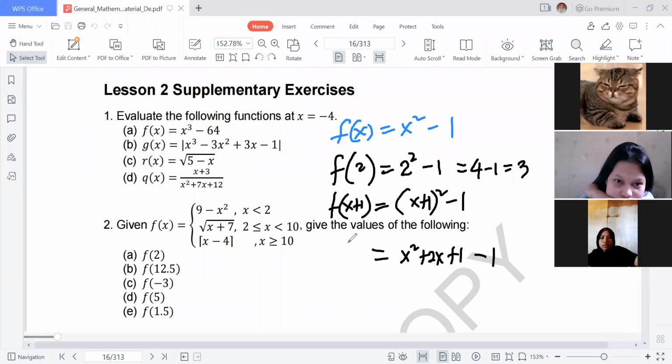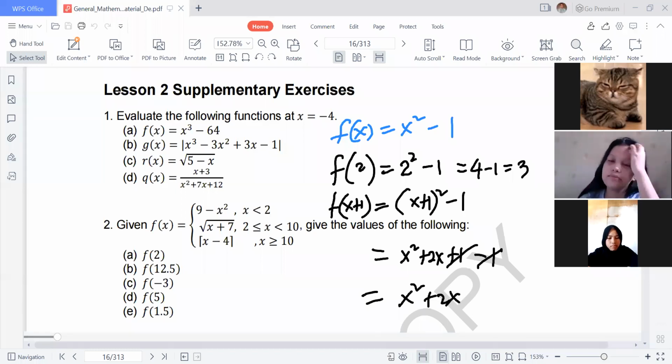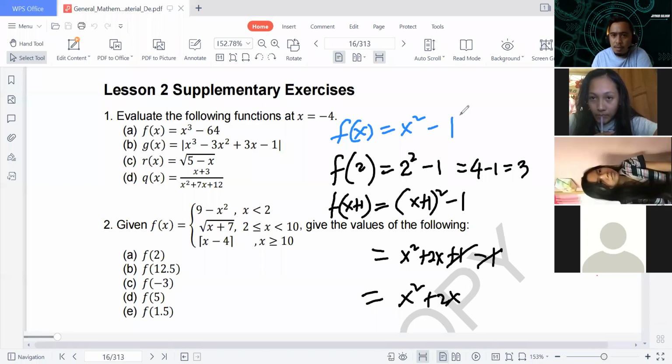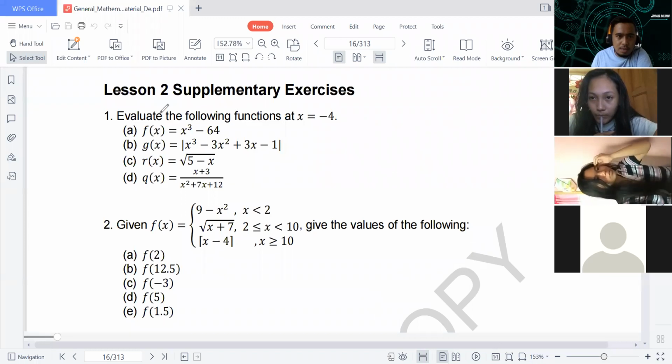Okay, then after that, it will be canceled out. So what is the answer now will be x squared plus 2x. Clear? So that is now the answer if you will evaluate x plus 1 from this function x squared minus 1. Okay? So let us have this example 1a.